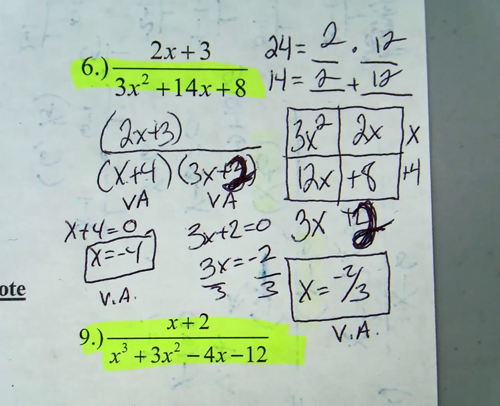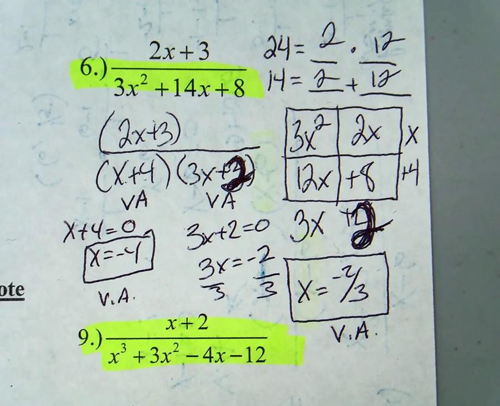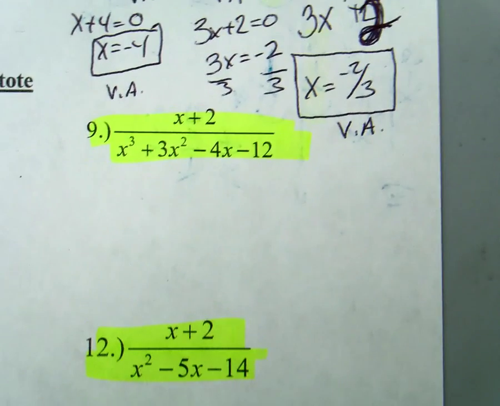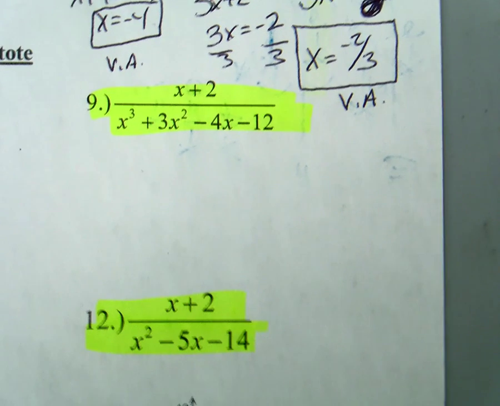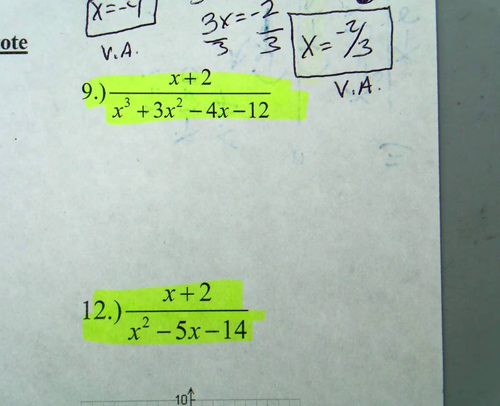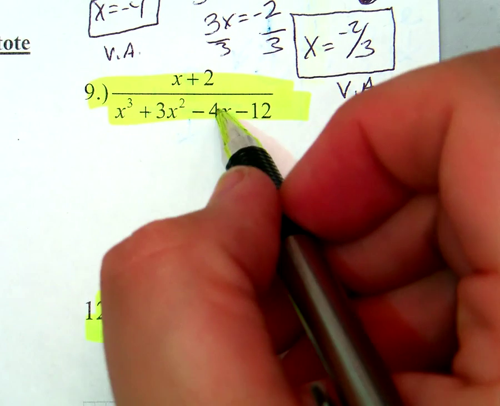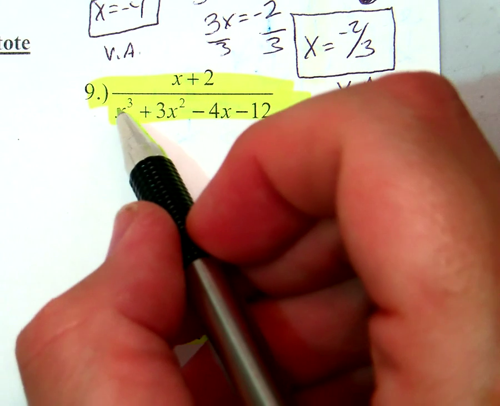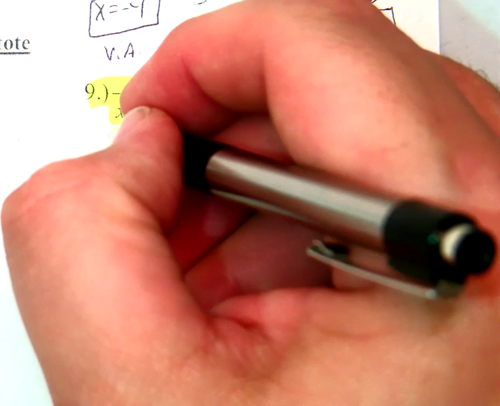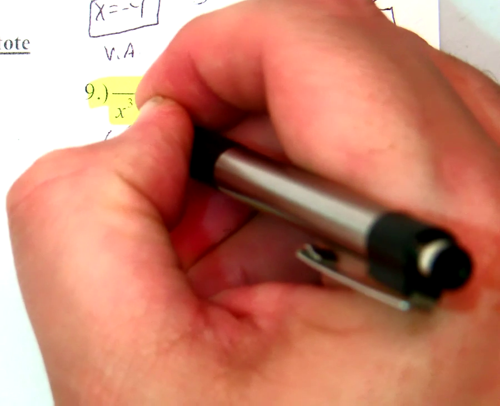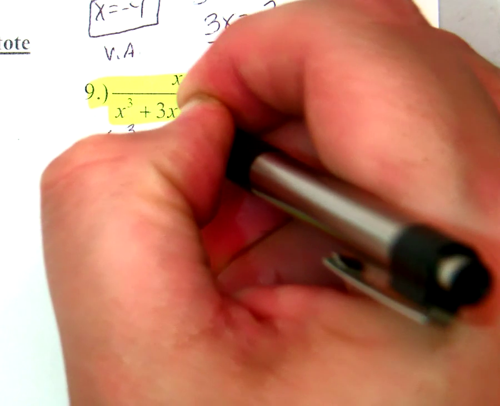Now, for number 9, it's going to say, all right, well, find all the holes and all the vertical asymptotes. So you're not looking for a specific thing. You're looking to see which one's going to happen. And when you have a cubic function like this, we're going to factor by grouping. So we'll group together x cubed plus 3x squared plus a negative 4x minus 12.